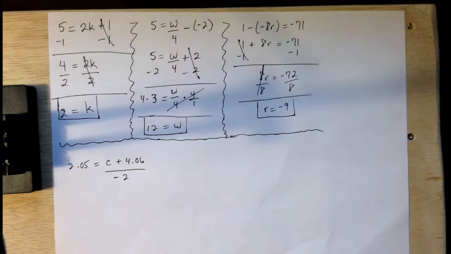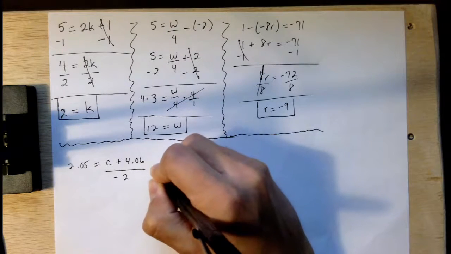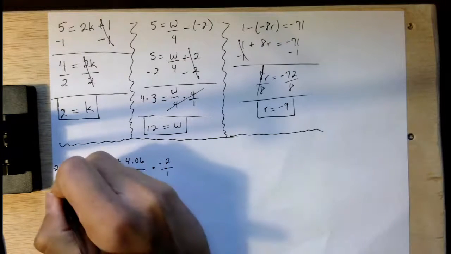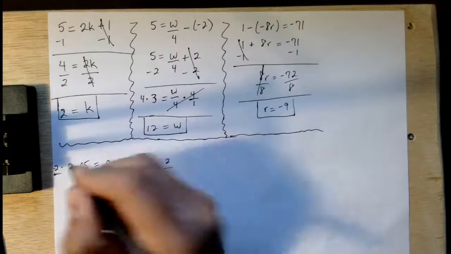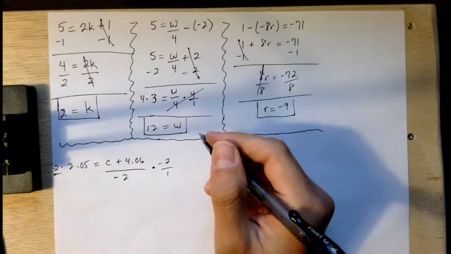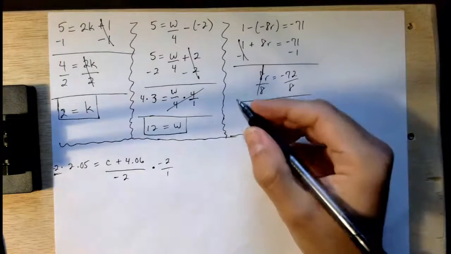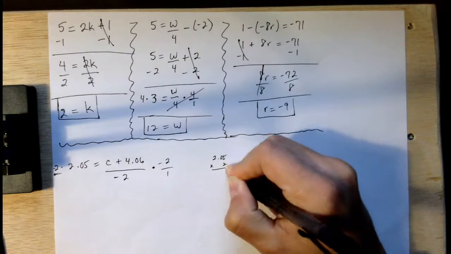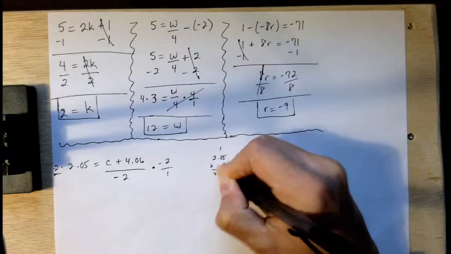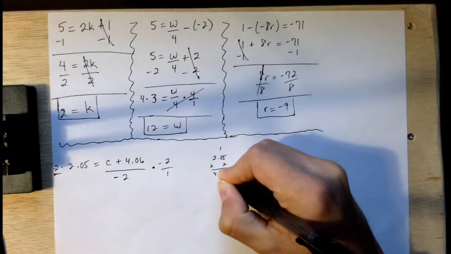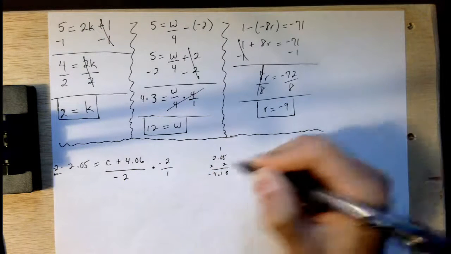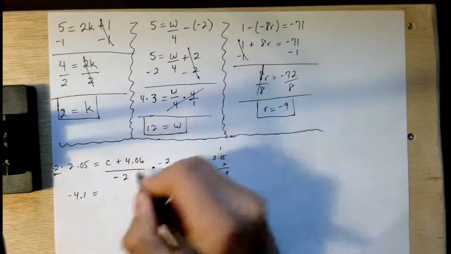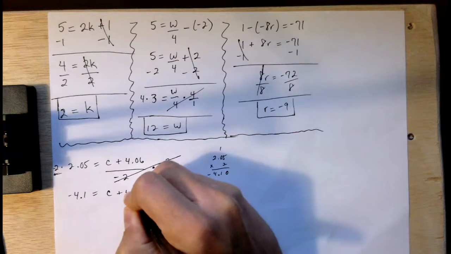Okay, so the first thing I should do is get rid of that denominator. I'm going to multiply both sides by negative 2. Again, it's going to help to write the 1. Okay, in this scenario you probably don't have to write the over 1, but it's fine. So if I have negative 2 times 2.05, I'm going to show the work here. I'm going to have a negative 4.1. So negative 4.1 is equal to, these will cancel, c plus 4.06.